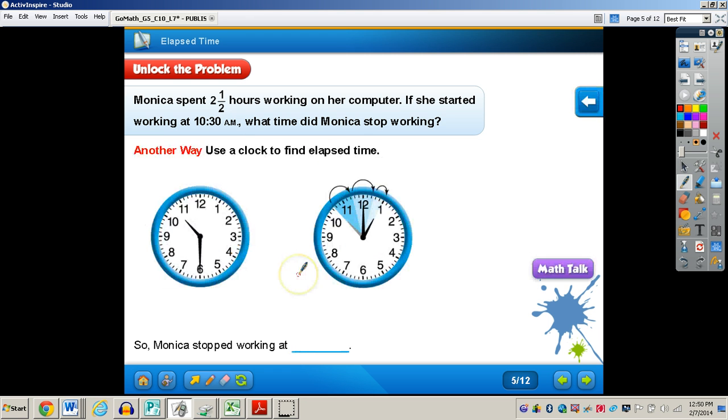Now another way to solve this problem would be using a clock. If Monica spent 2.5 hours, going around one rotation or 1 hour would put us at 11:30. Another whole rotation would put us at 12:30, and then finally, going from that 6 to a half an hour there would put us at 1 o'clock. So we can easily see once again that Monica stopped working at 1 o'clock.